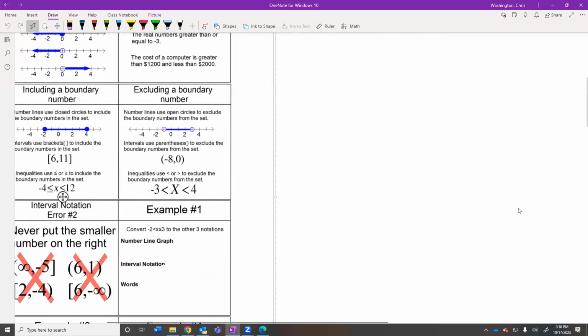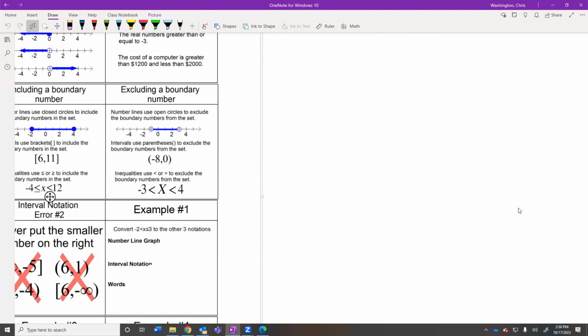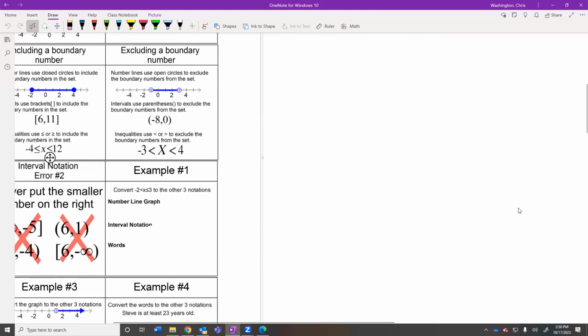If we do not want to include the boundary number, like this graph here, it goes from 1 to 3. That means we could be like 1.1, but not 1. Like 1's not included. It has to be greater than 1, but it has to be less than 3. And 1 and 3 are not included. So we use open dots on the number line. We use parentheses with the interval notation, and we use just less than or just greater than with our inequalities.